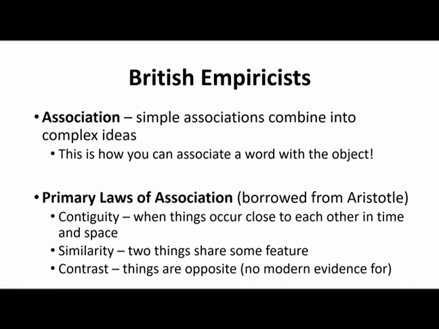For similarity, two things that share some feature, those might be linked together. So you see things with wings and categorize them as birds. You have associated them based on the similarity of having wings. We also have an interesting idea of contrast, where they thought that you could associate things that were sort of complete opposites.